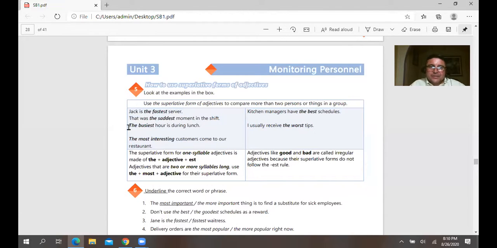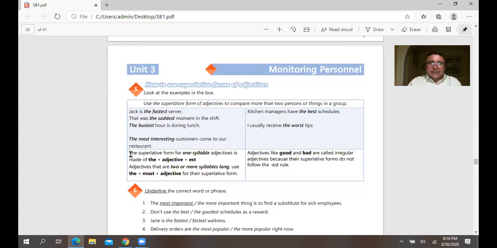Okay, so this right here, this is what we do when we're talking about short adjectives. Now this one here: The most interesting customers come to our restaurant. So the most interesting customers. That is the opinion that the restaurant has. So they got like the most interesting customers.